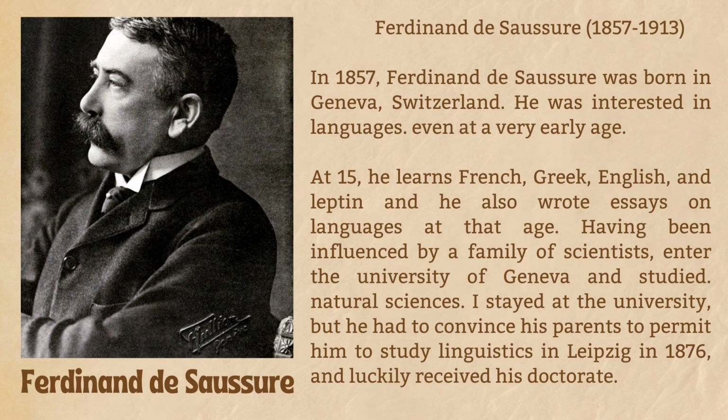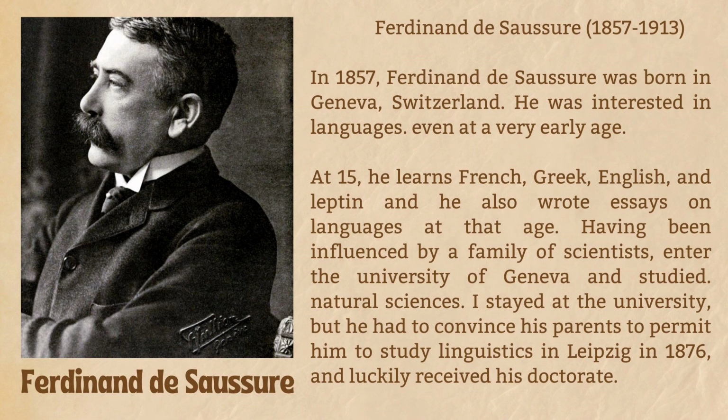Ferdinand de Saussure, 1857 to 1913. In 1857, Ferdinand de Saussure was born in Geneva, Switzerland. He was interested in languages even at a very early age. At 15, he learned French, Greek, English, and Latin, and he also wrote essays on languages. Having been influenced by a family of scientists, he entered the University of Geneva and studied natural sciences. He stayed at the university, but he had to convince his parents to permit him to study linguistics in Leipzig in 1876, and luckily received his doctorate.